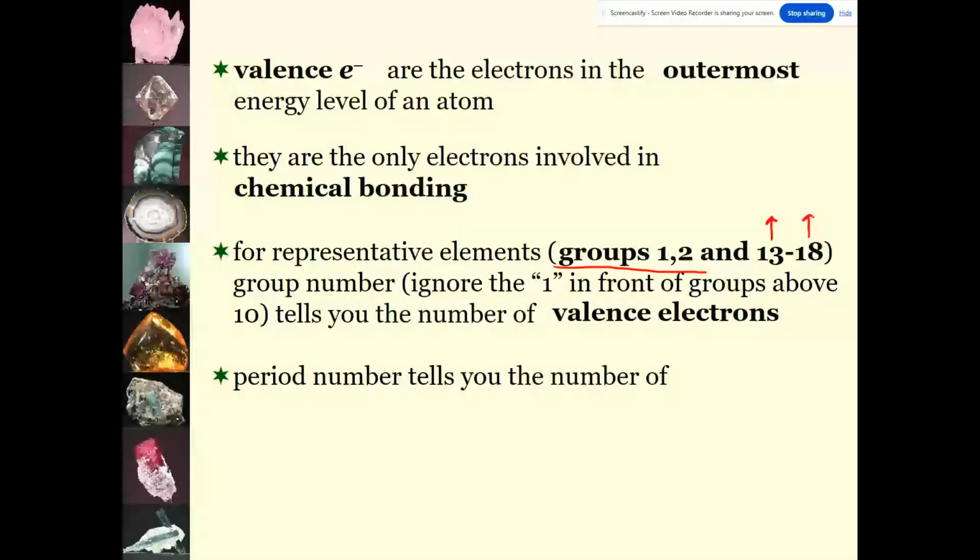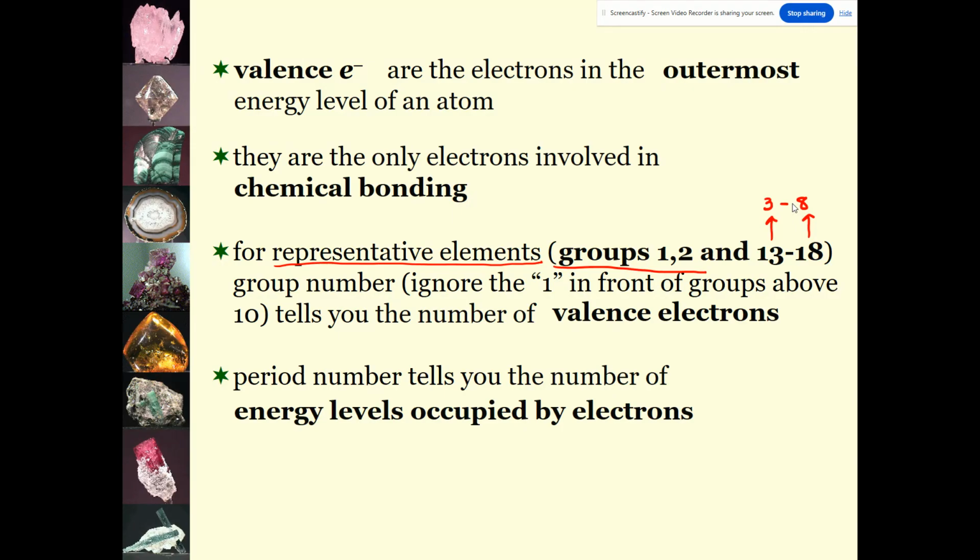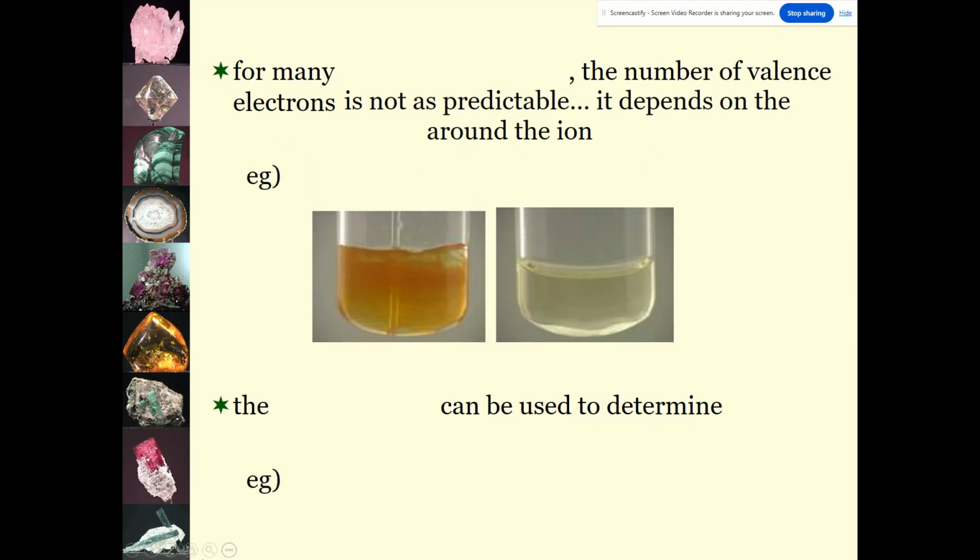We skip the middle of the periodic table, the transition metals, and we skip over to group 13 to 18. Those are what we call the representative elements, the ones that generally follow these rules more clearly. You're going to ignore the 1 in front of group 13 to 18. So group 13 will have 3 valence electrons, group 18 will have 8. Now the period number tells you how many energy levels are occupied by electrons, but we are focusing on valence electrons in this unit to figure out where bonding needs to take place.